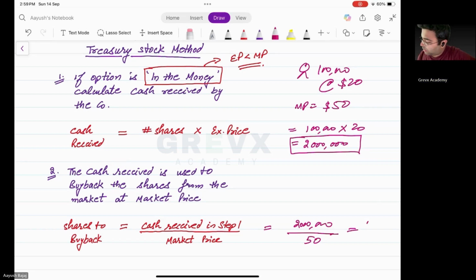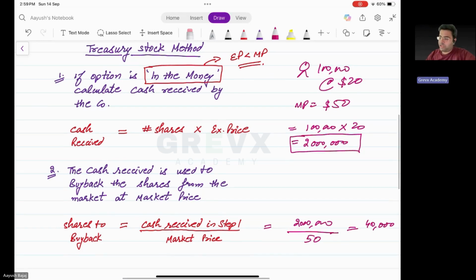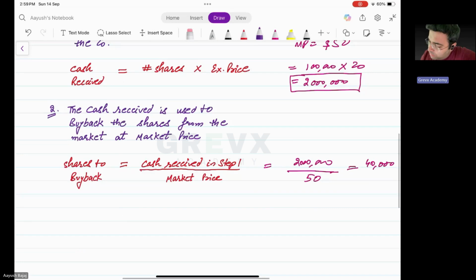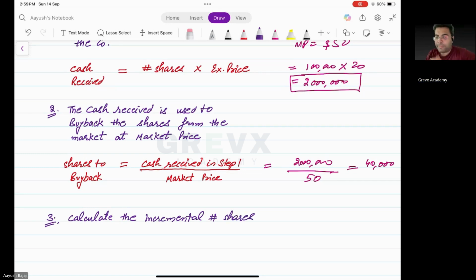Awesome. Okay. This is only to calculate based on the in-the-money case. It will all happen only if it is in the money, because people will exercise only if it is in the money. Right? Now, step number 3 and the last step. Calculate the incremental number of shares. How do you calculate?